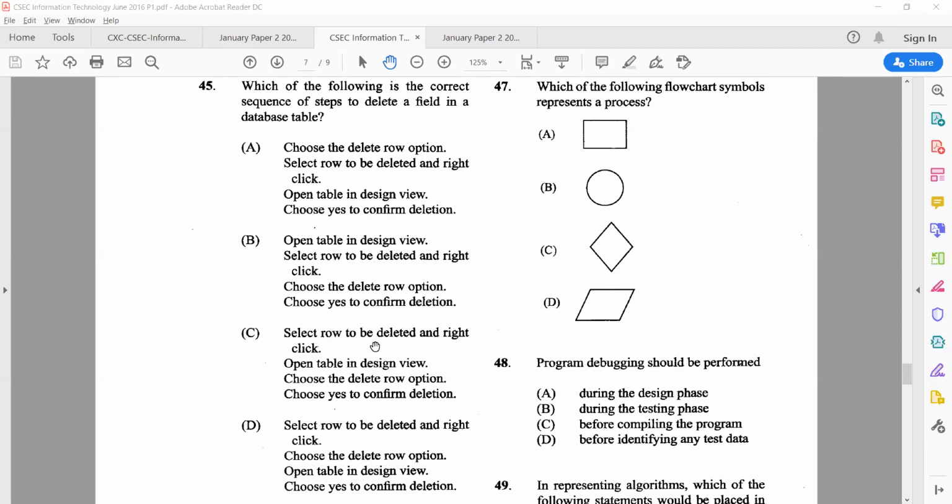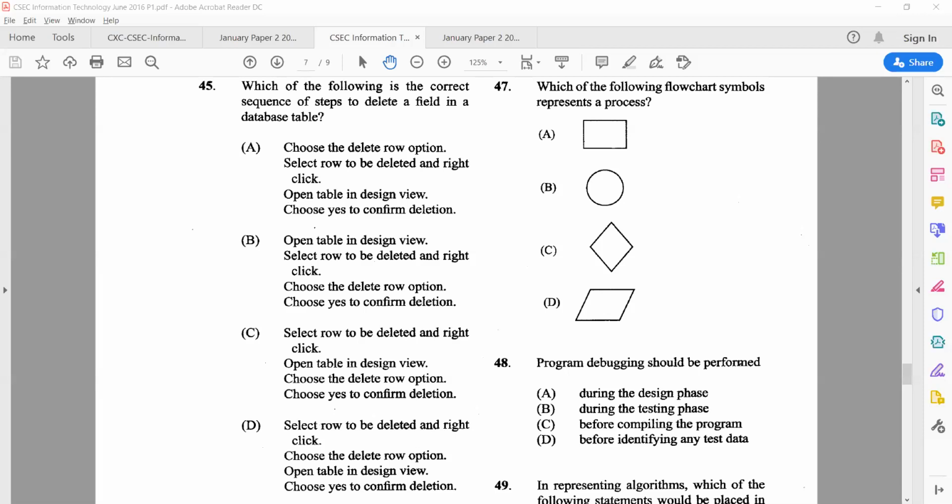C, select the row to be deleted and right click, open the table in design view, choose the row, and choose yes to confirm. Those steps seem to be mixed up because they're asking you to select a row and then open a table. And let's read D. Select the row to be deleted, choose the row to delete, open the table, choose yes to confirm. That sequence seems to be mixed up also, right? So the answer for this is B, which is open the table in design view, select the row to be deleted, right click, choose the delete row option and select yes to confirm.